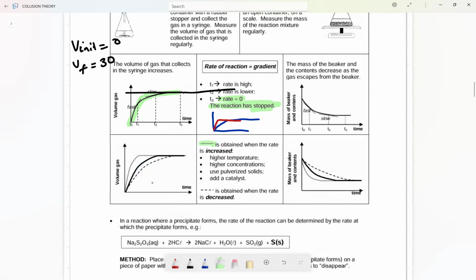They say the dotted line like this one, at the top, is obtained when the rate is increased. Can you see that? It means now the rate is higher. Why? By doing what? Maybe the temperature was increased, higher concentration, or adding a catalyst. I'll try to avoid the nature of reaction. On this one, it is obtained when the rate is decreased. So it means maybe they decreased temperature or concentration.